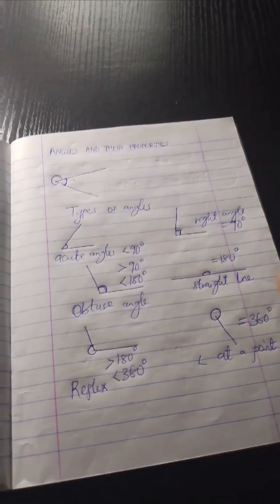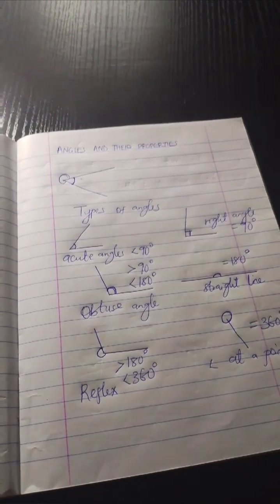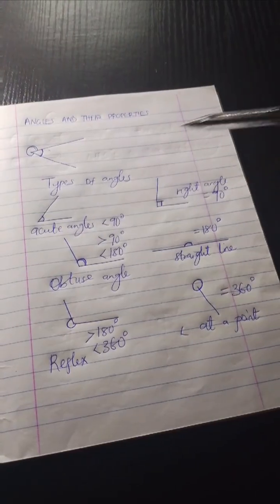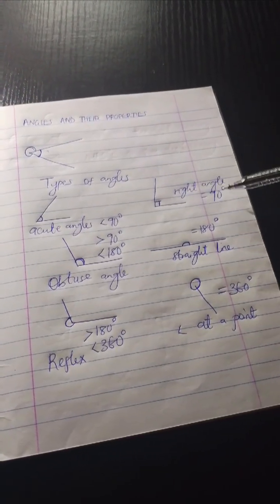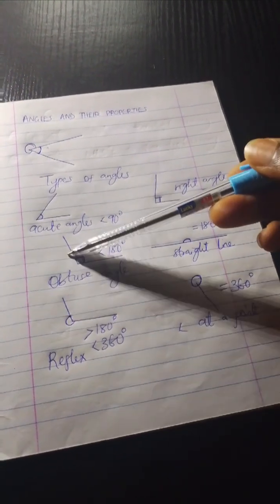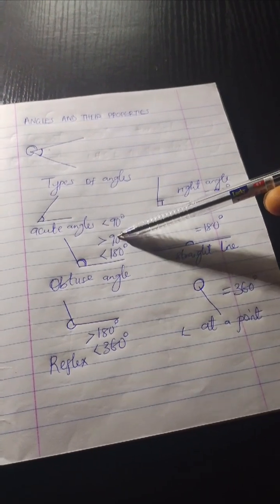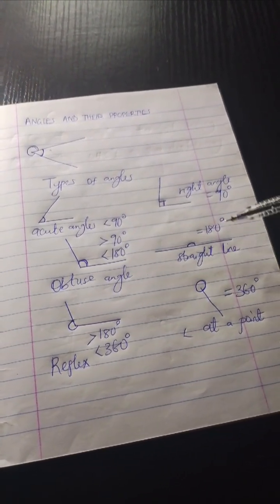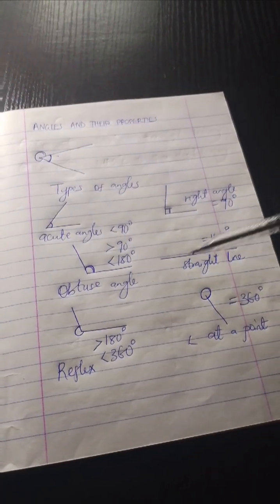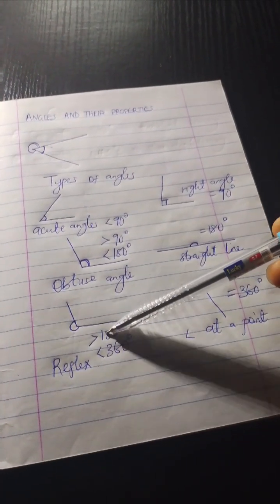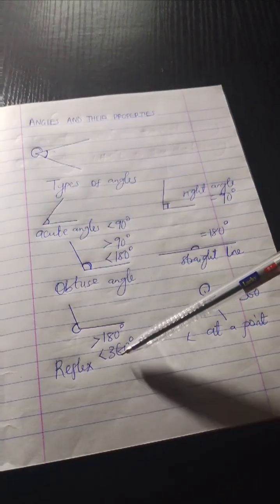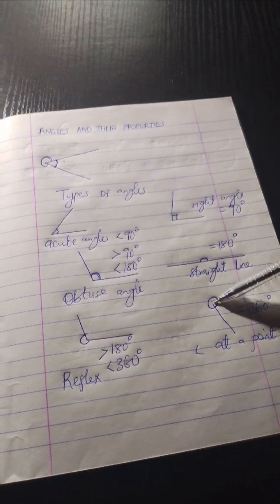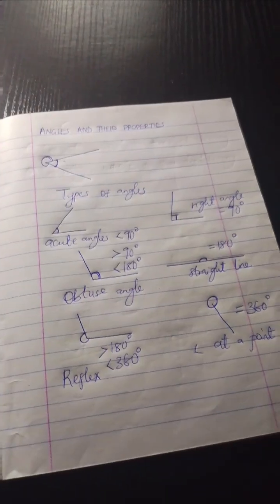Now these are the main types of angles that we have. The acute angle, which is less than 90 degrees, the right angle, which is equal to 90 degrees, the obtuse angle, which is greater than 90 degrees but less than 180 degrees, angle on a straight line, which is equal to 180 degrees, the reflex angle, which is greater than 180 degrees and less than 360 degrees, and finally angle at a point, which is equal to 360 degrees.